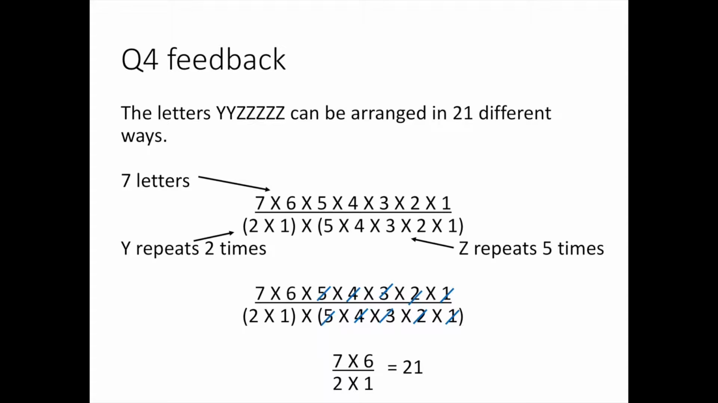Finally, on question 4, there were 7 letters again, so 7 times 6 times 5 times 4 times 3 times 2 times 1 in the numerator. The Y repeats twice, so there's a 2 times 1, and the Z repeats 5 times, so there's a 5 times 4 times 3 times 2 times 1 in the denominator as well. The 5 times 4 times 3 times 2 times 1 can cancel in both the numerator and denominator, leaving you 7 times 6 over 2 times 1. That's 42 divided by 2, which gives you 21 different permutations.